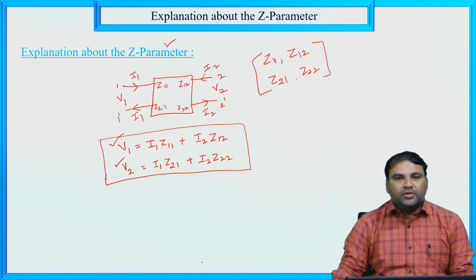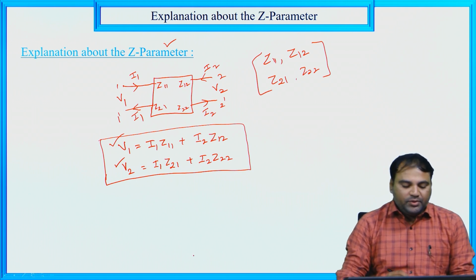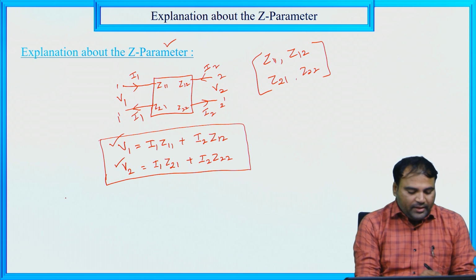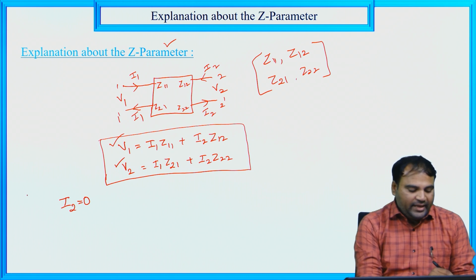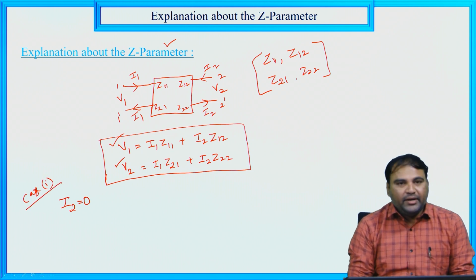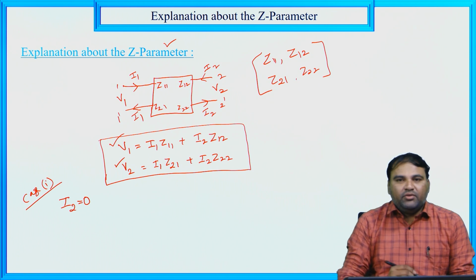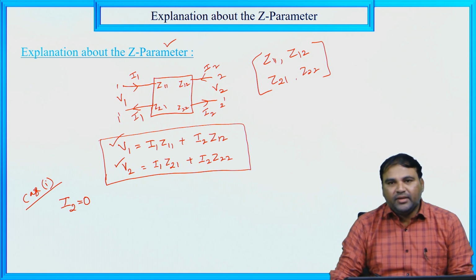In that case, what we need to do first is keep I2 equal to 0. This is case 1. In case 1, I am taking I2 equal to 0. I2 equal to 0 means it is an open circuit. If the current is 0, we have to open circuit the given element.